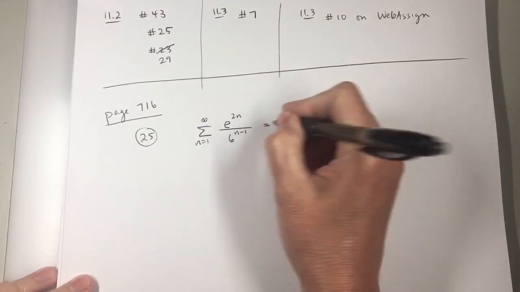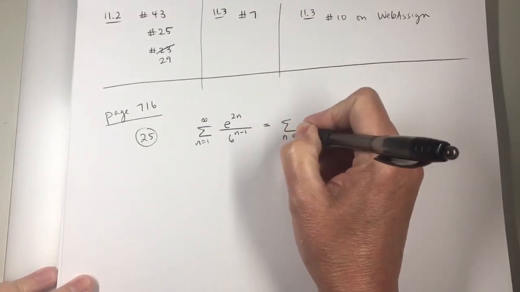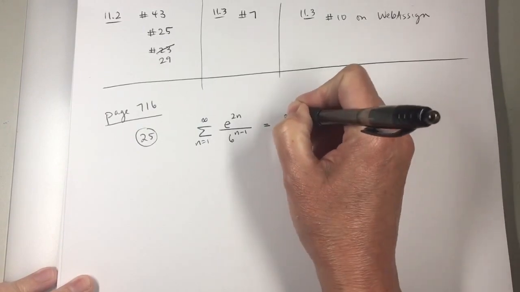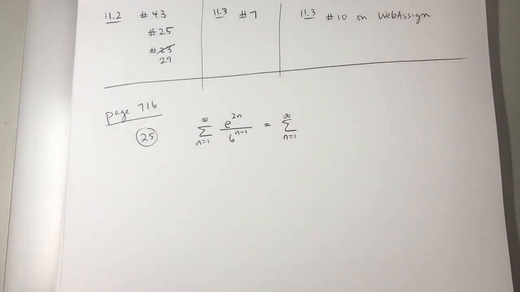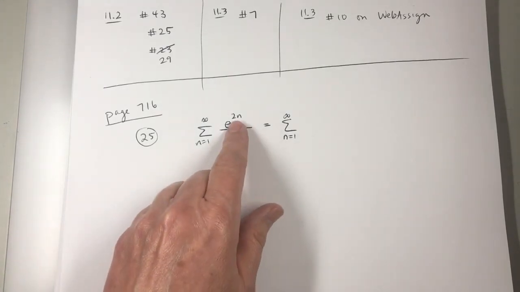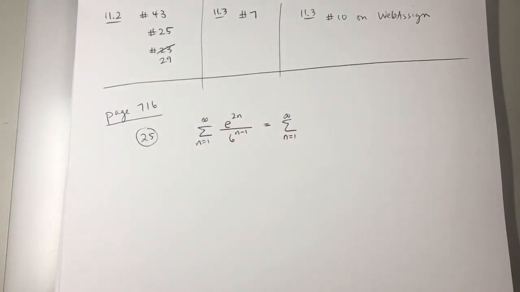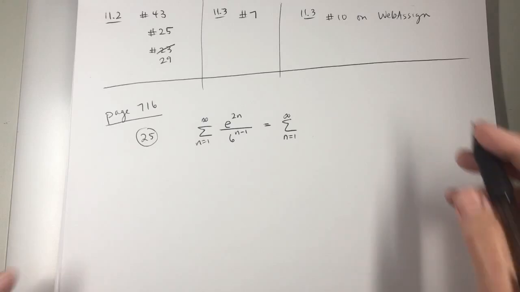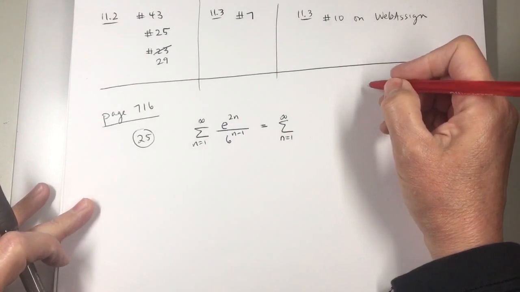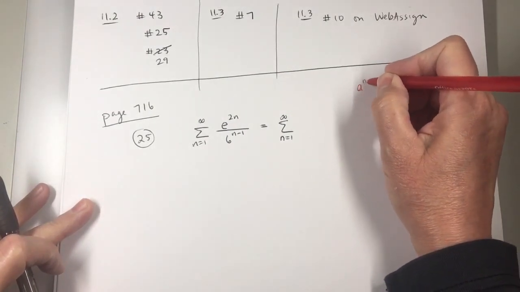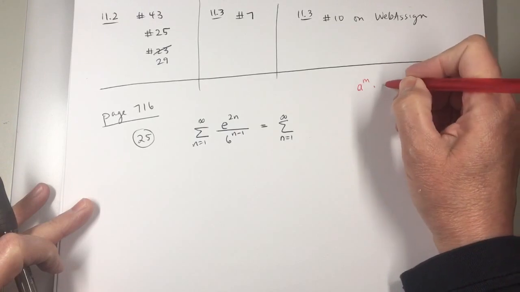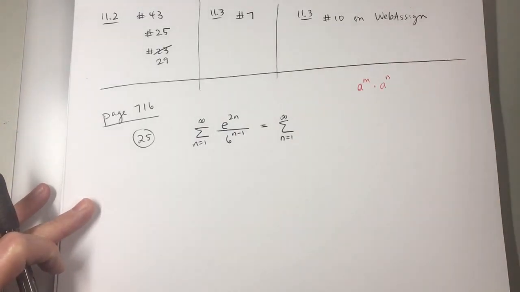So I'm going to rewrite this sum as n goes from 1 to infinity. Now that e to the 2n, I'm thinking about the laws of exponents back from your algebra class several years back, and I'm seeing it's 2 times n. What property of exponents can I use to rewrite that in another form? Well, here, this is the one I'm thinking of. It's a to the m times a to the n. No, it's not that one, is it?